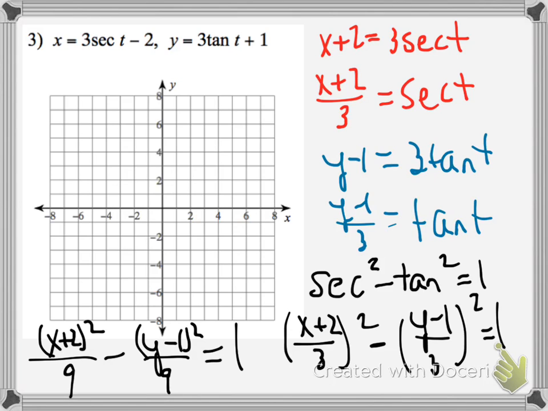That's a hyperbola. The x is first, so it's going to open left and right. And we've got a center at (-2, 1). Remember you take the opposite. So it's x plus 2 and y minus 1, so you're doing the opposite. And then you're going to count out 3 everywhere. 1, 2, 3 to the right. 1, 2, 3 to the left.